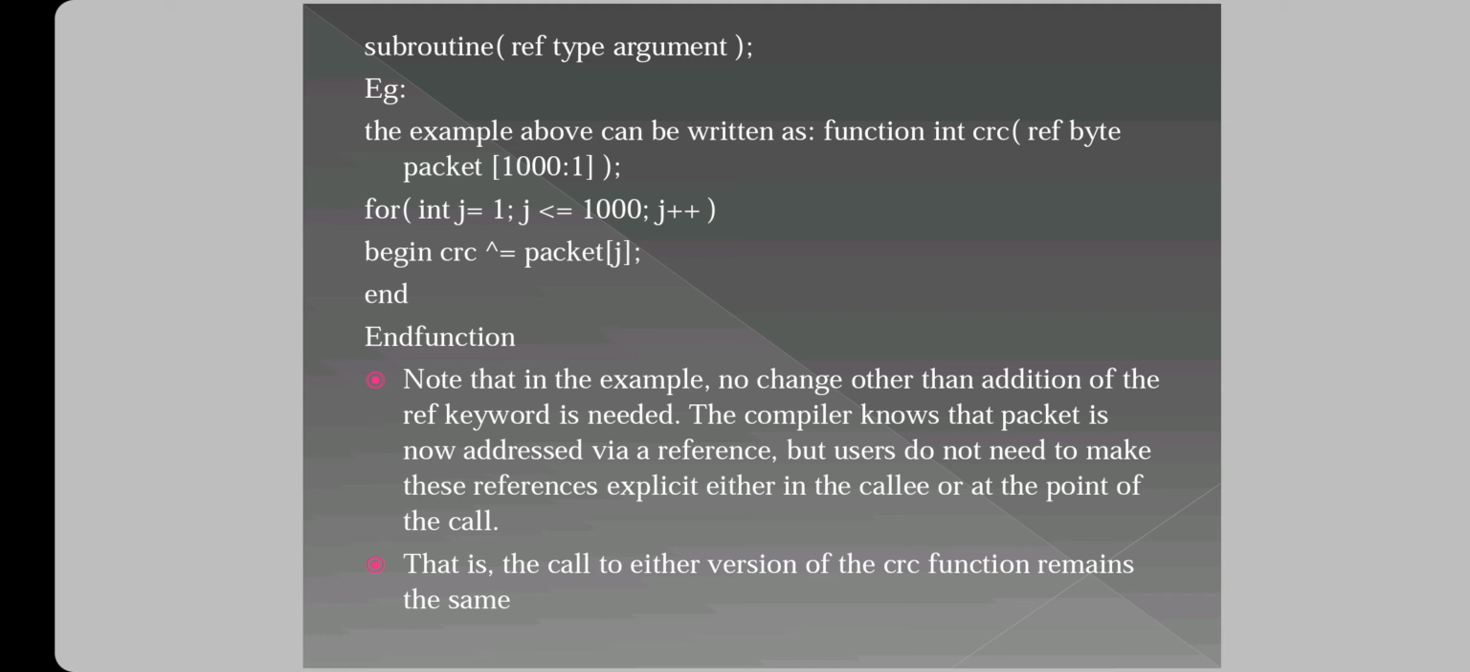Okay, for example, the example above, which we have seen in the CRC function, can be written the same way. So function CRC, you have a ref keyword, byte packet 1000 down to 1, and you're doing the same for loop, and you're calculating the CRC. Note that in the above example, no change other than the addition of the ref keyword is needed. The compiler knows that packet is now addressed via a reference, but users do not need to make these references explicit either in the callee or at the point of the call. So the call to either version of the CRC function remains the same.